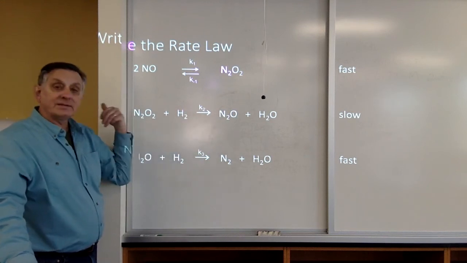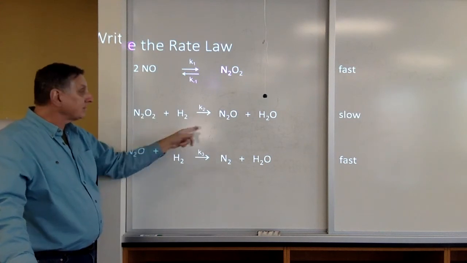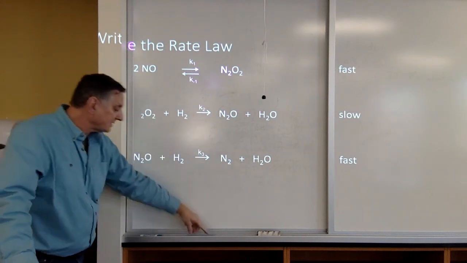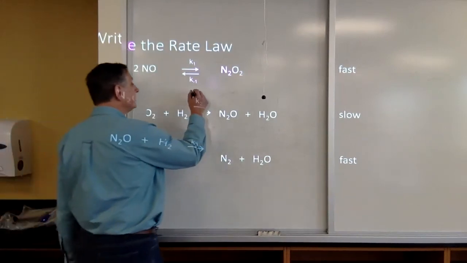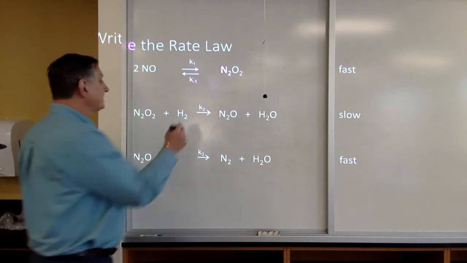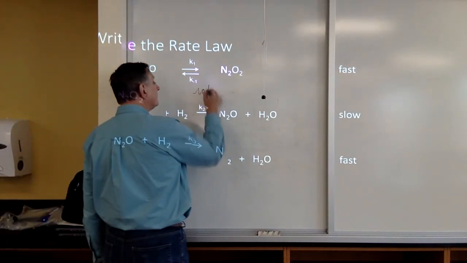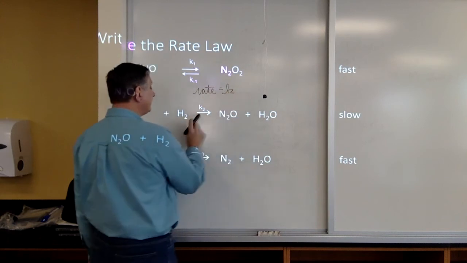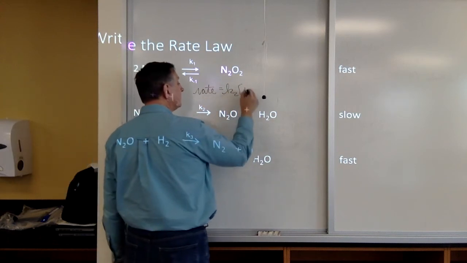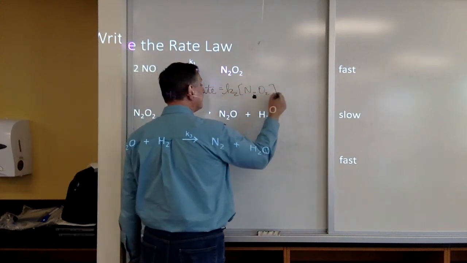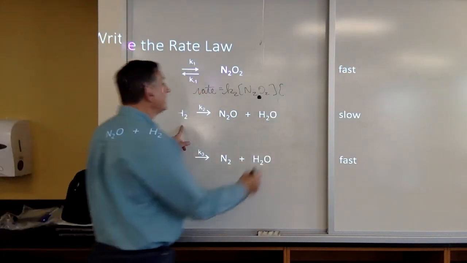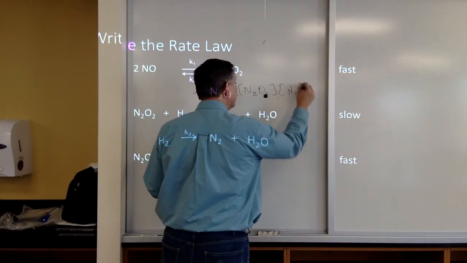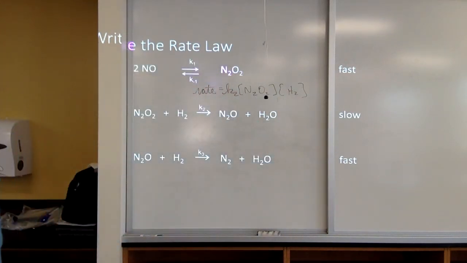So we always write the rate law on the basis of the slow step in the mechanism. We write it on the basis of this guy right here. So we have N2O2 and H2. Let's see, rate is equal to K2 times the concentration of N2O2 and H2. You got that?